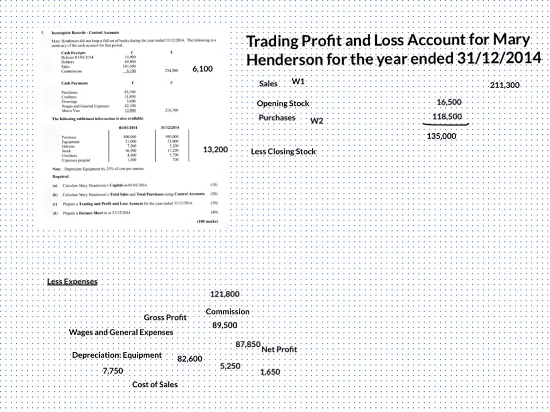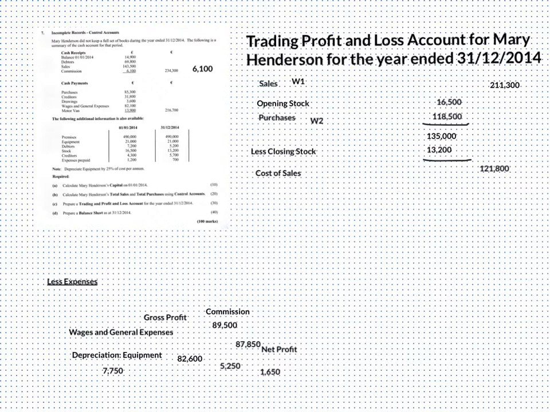Move that out of the way, less closing stock. So our closing stock per our question, go to stock, last day of the year, 31st of 12th, 13,200. So I'm going to take 13,200 and move it there. So we're going to subtract, we're going to take 13,200 away from 135,000, which leaves us with 121,800. So we now have 121,800. Okay, that's our cost of sales, that figure. So we move it into the third column.